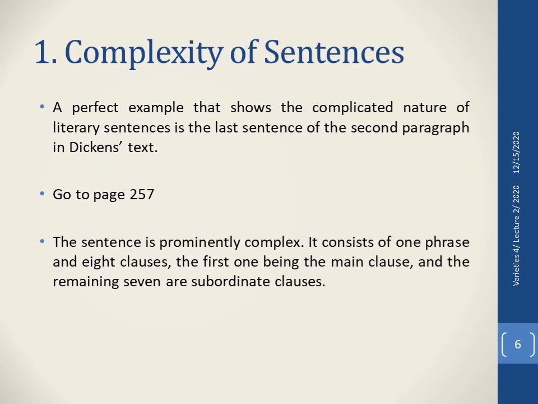To begin with the first aspect of sentence structure in literary text, the first one is complexity of sentences. A perfect example that shows the complicated nature of literary sentences is the last sentence of the second paragraph in Dickens' text. You can find it on page 257. The last sentence actually is quite complex and consists of many clauses. I'll read out the sentence and I want you to pay attention to the main clause and to the subordinate clauses. Count how many they are.